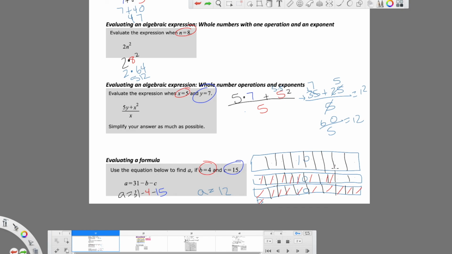All right, so that's evaluating algebraic expressions and solving one little equation. So I will see you in the next video. I hope that helped.